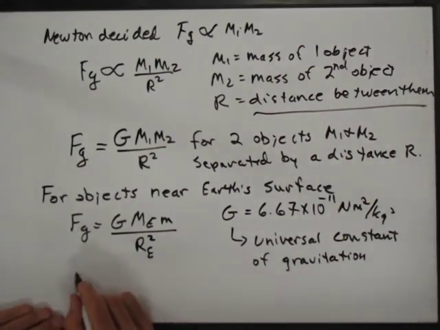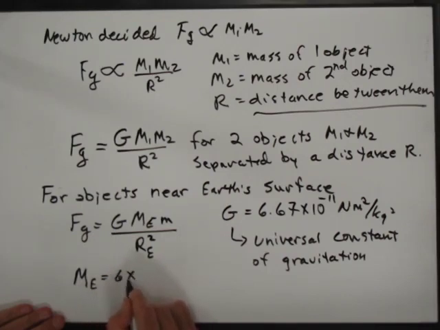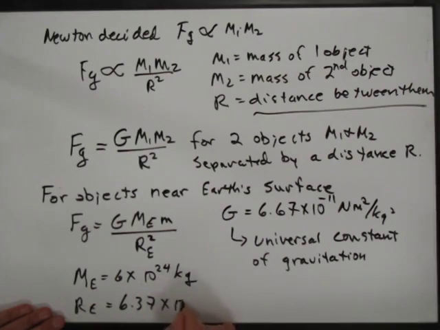And just for the sake of the Earth, the mass of the Earth is 6 times 10 to the 24th kilograms, and the radius of the Earth is equal to 6.37 times 10 to the 6th meters.